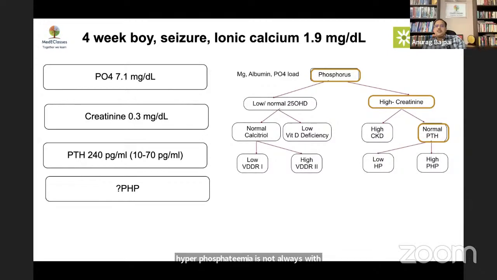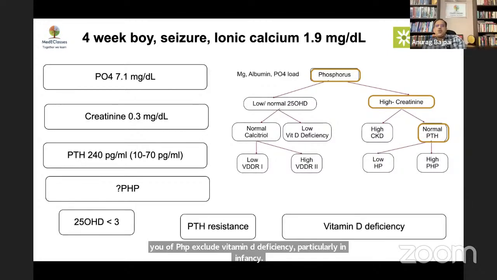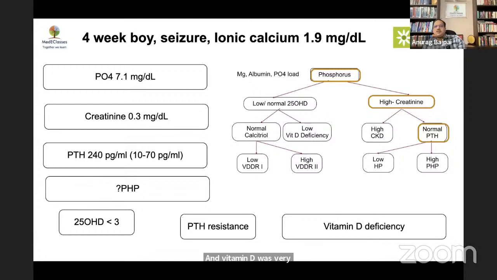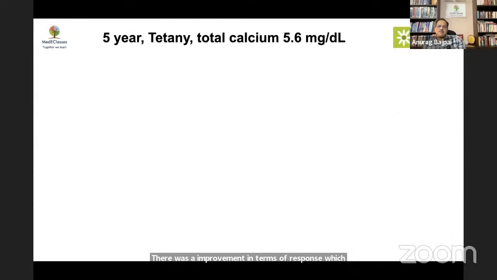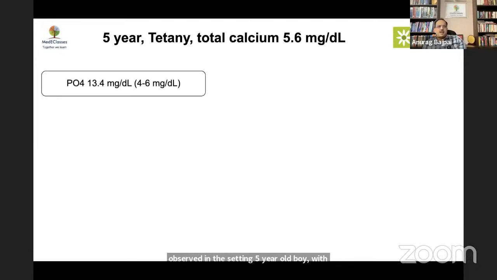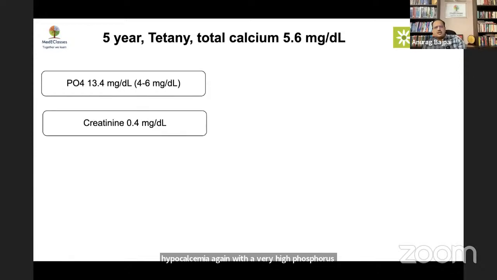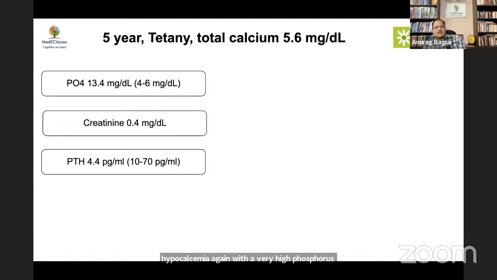Exclude vitamin D deficiency, particularly in infancy. And vitamin D was very low. Once we corrected vitamin D, there was an improvement in response, which was observed in this setting. Next, a 5-year-old boy with tetany, hypocalcemia, again with a very high phosphorus. Phosphorus is exceedingly high. Normal creatinine. PTH is on the lower side. So this is an interesting case.